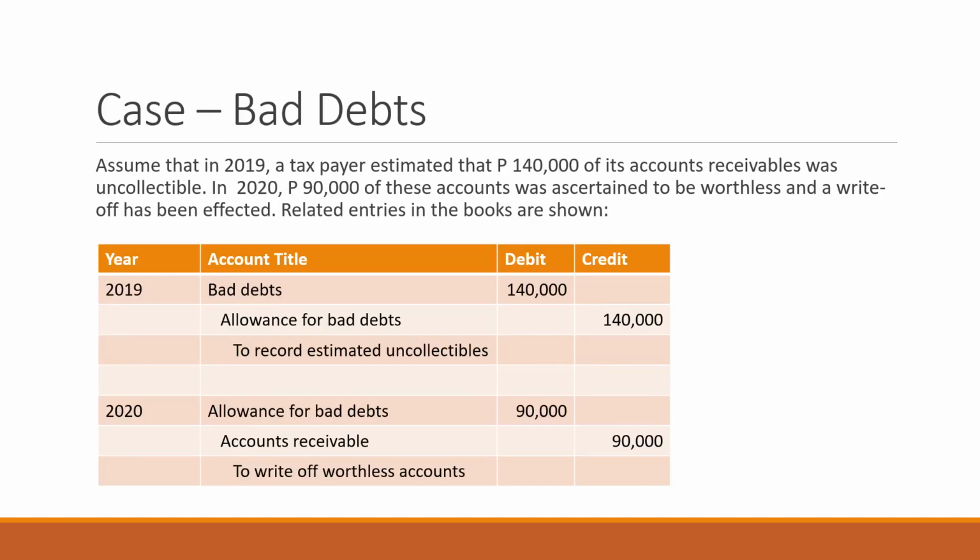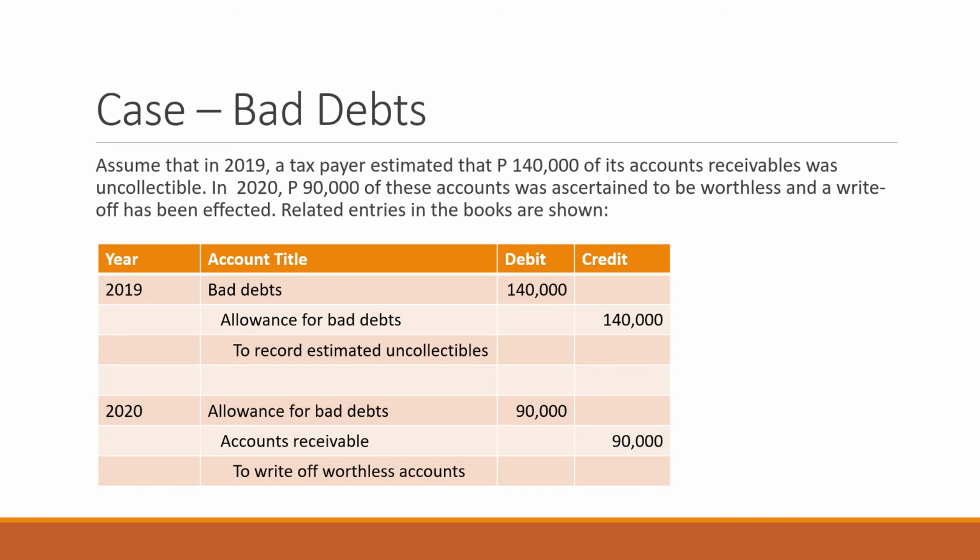Let us assume that in 2019, a taxpayer estimated that 140,000 of its accounts receivable was uncollectible. In 2020, 90,000 of these accounts was ascertained to be worthless and a write-off has been effected. Related entries in the books are shown. In 2019, debit bad debt expense, 140,000, and credit allowance for bad debts, same amount, 140,000. In 2020, debit allowance for bad debts, 90,000, and credit accounts receivable, 90,000. This is to write off the worthless accounts.